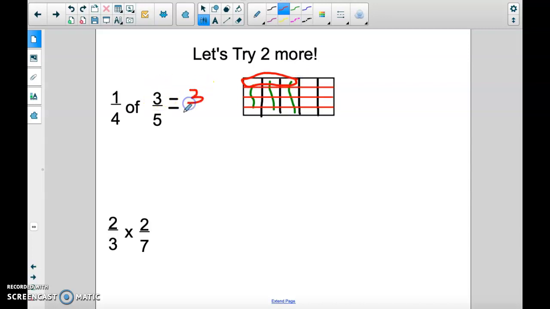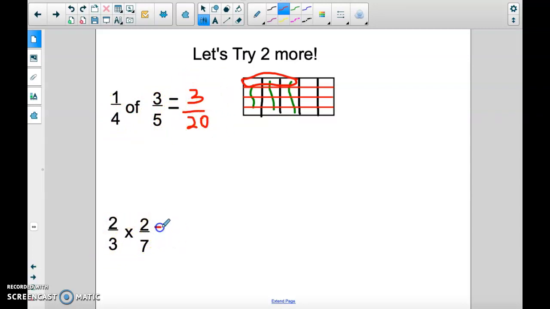So that gives us 3/20. Now, if some of you are thinking, well, that's a pattern that I'm seeing, both of our products so far have had a 3 in it. That's just a coincidence. Don't think anytime we're multiplying fractions that 3 is going to be your numerator, because it won't. We could have also done 1 times 3 is 3, 4 times 5 is 20, 3/20.